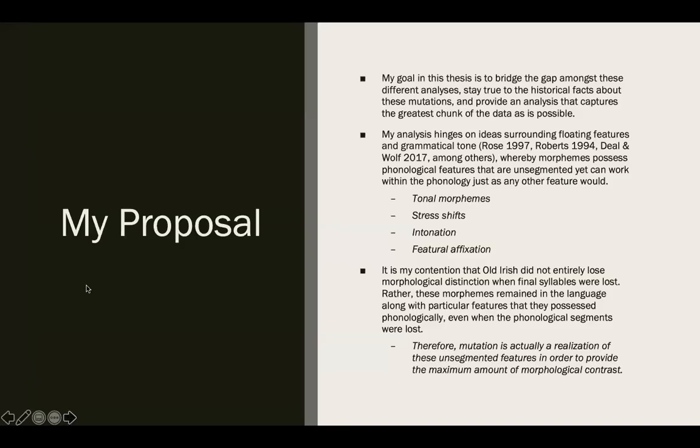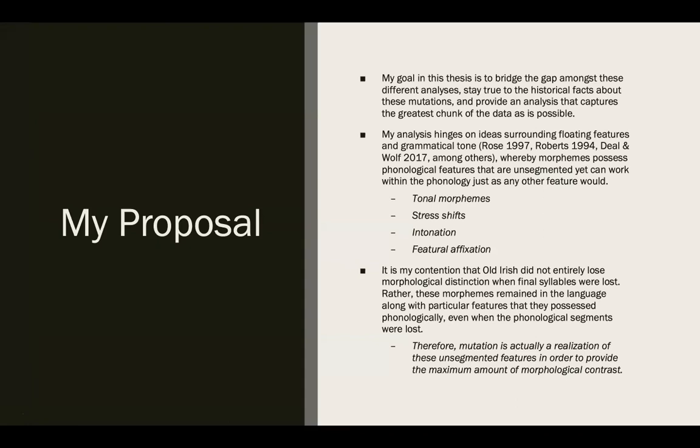My proposal is one that works off of research done in tonal morphemes, stress shifts, intonation, and featural affixation, and namely the work done on grammatical tone posed by Rose 1997, Roberts 1994, Deal and Wolf in 2007, and many, many others.